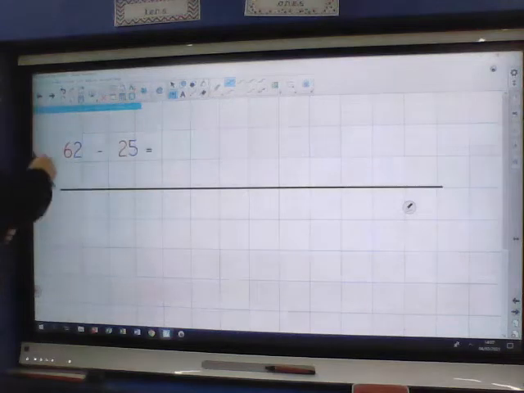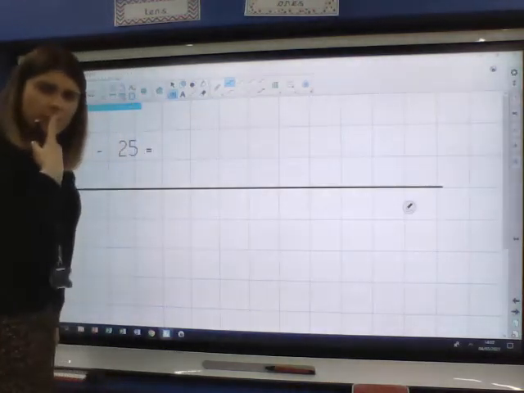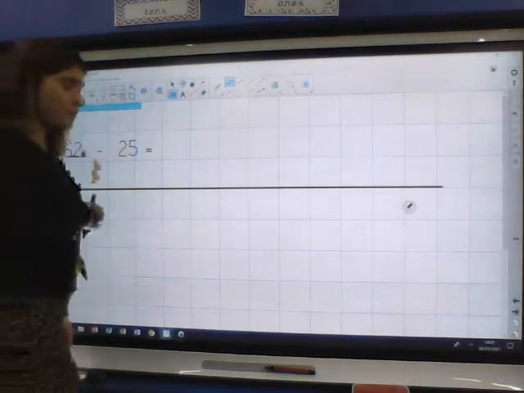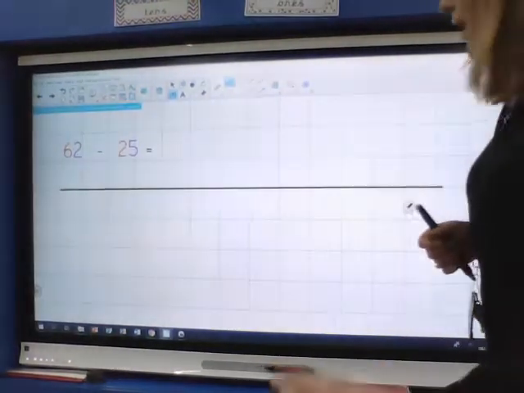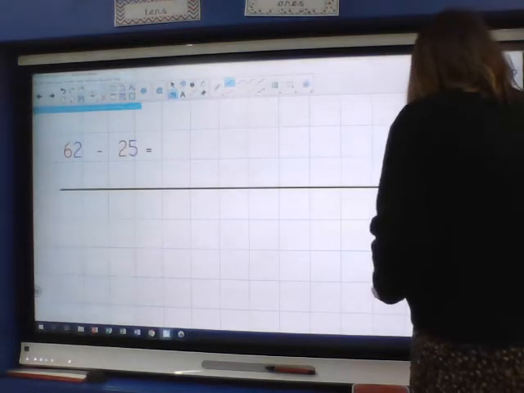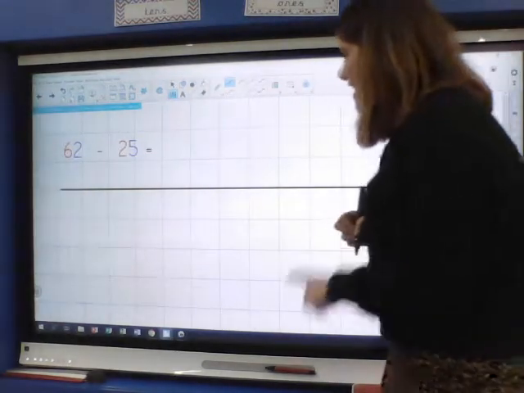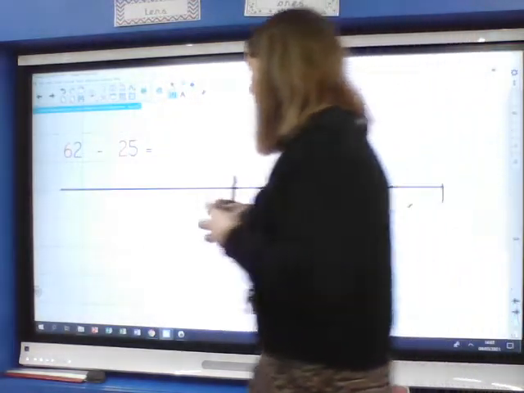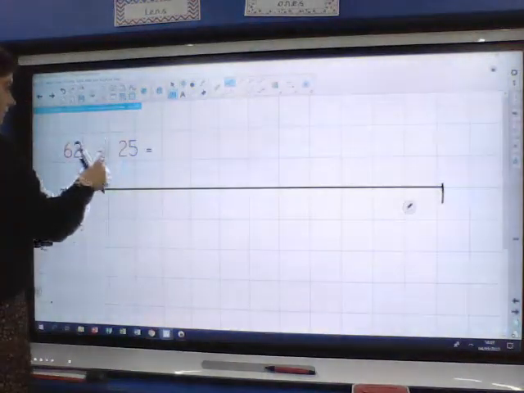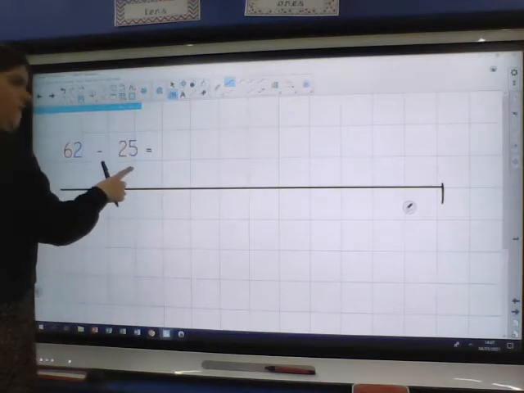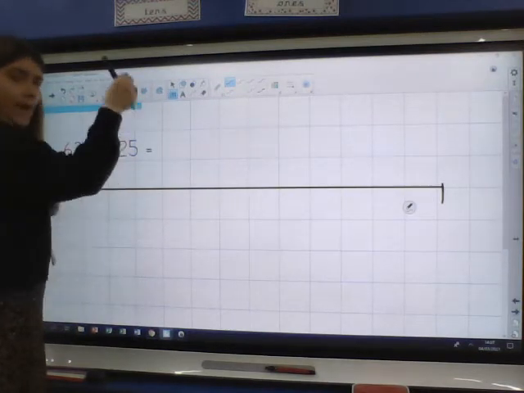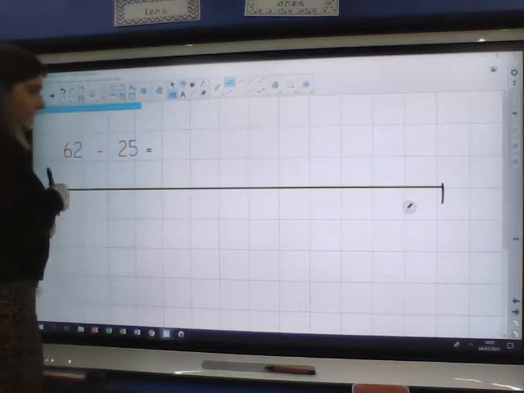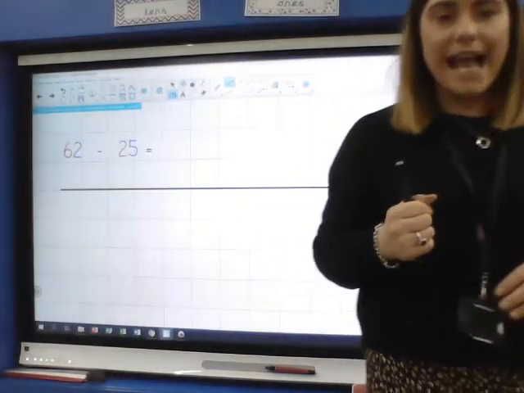Now when I'm adding, I'm jumping forward. So when I'm subtracting, what am I doing then? I'm jumping backwards. So let's have a look at Mrs. Wood's number line. We're going to start at 62 here. Now I'm taking 25 away. So let's have a look at what 25 is made of. It's made of 20 and 5. So I need to jump back 20 first. So 2 jumps of 10 and then subtract my ones. So I'm going to start at 62.